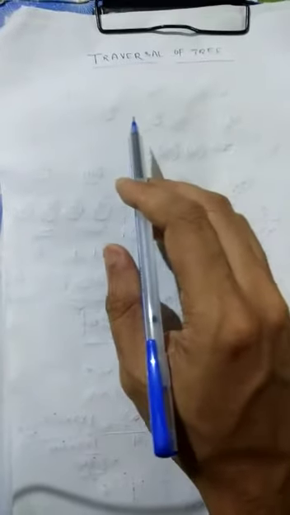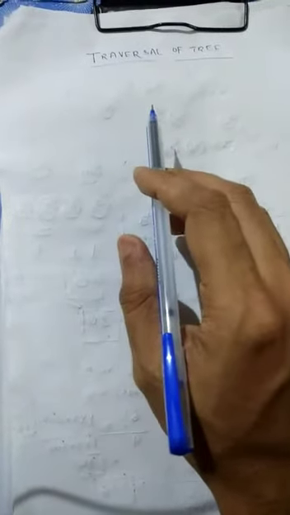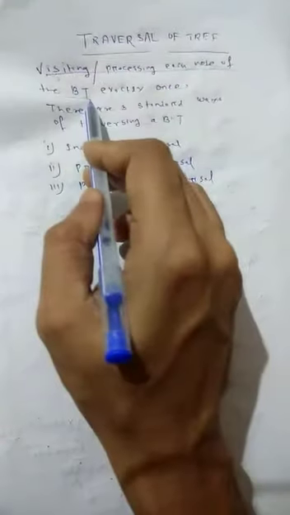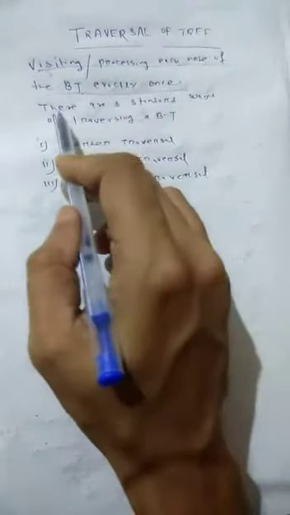Traversing a tree or a binary tree means visiting or processing each node of the binary tree exactly once. So there are three types of traversal. In general, there are three standard ways of traversing a binary tree.